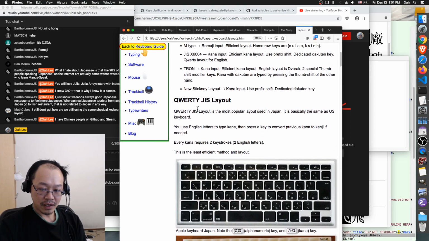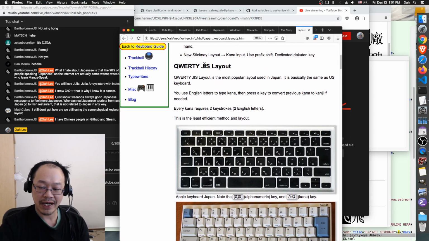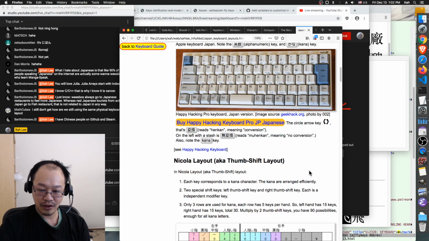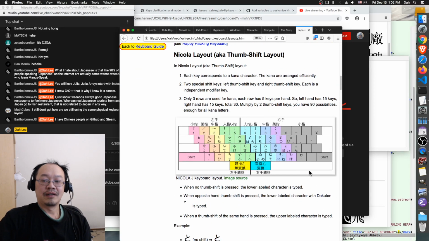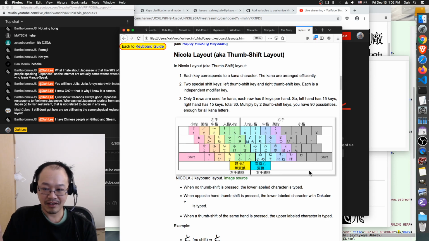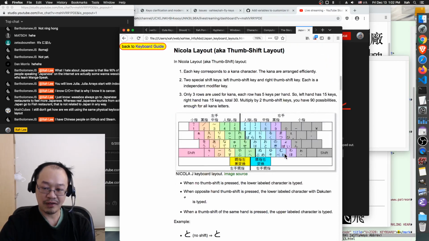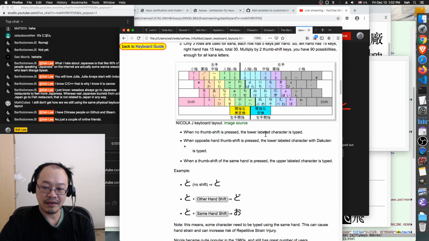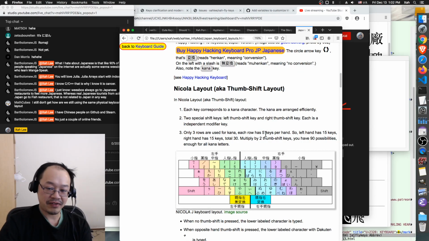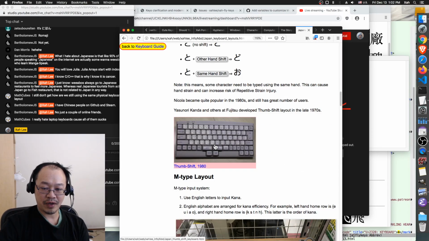So, Japanese input. You have the QWERTY JIS layout, which is just like an English keyboard. Then you have the Nicola layout. This is starting to get interesting. In the history of Japanese computer development, they realized that this QWERTY layout is not efficient, so they invented this one. It was invented in 1979 or 1980. Let me talk about this one, thumb shift.